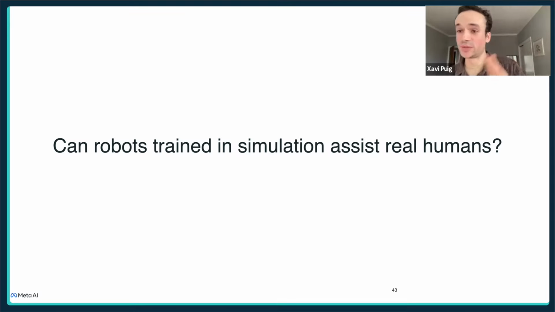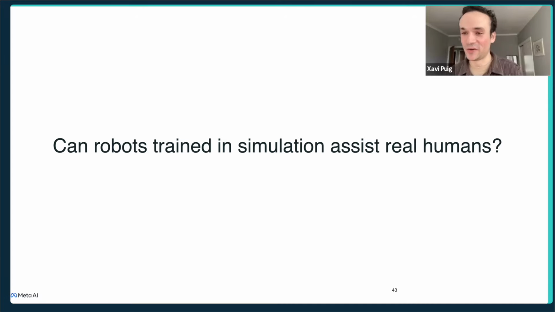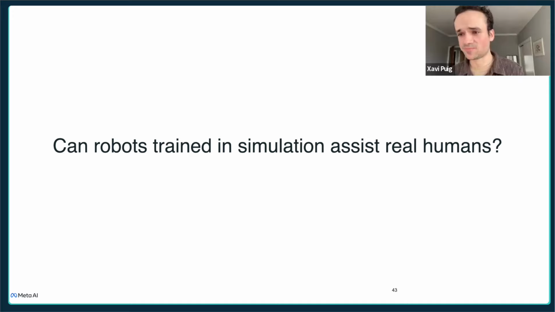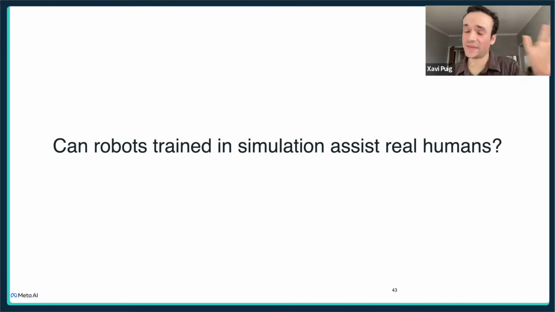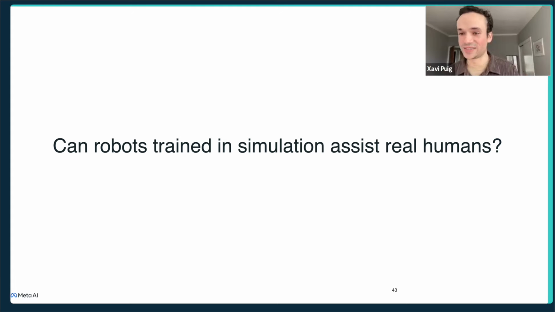Robots can adapt to simulated humans in simulation. But the next question is, how does this help us in building robots that can really help real humans interacting in these environments? What we wondered is, can these robots that were trained purely in simulation assist real humans in the environment?